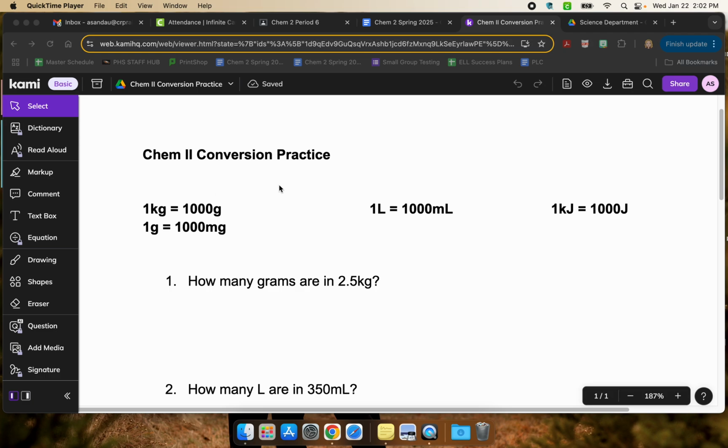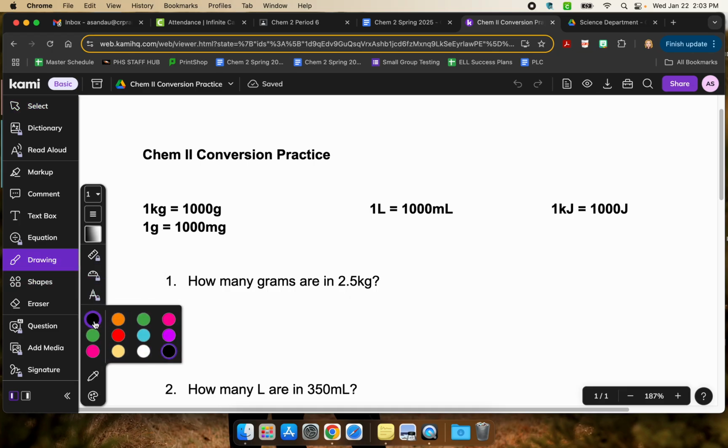All right, one of the things that we are going to be working on in Chem 2 is a lot of math. And in order to understand the math, we need to understand how to do picket fence formatted division and multiplication. And we also are going to need to be able to go between metric conversions. And so that's what this worksheet is all about.